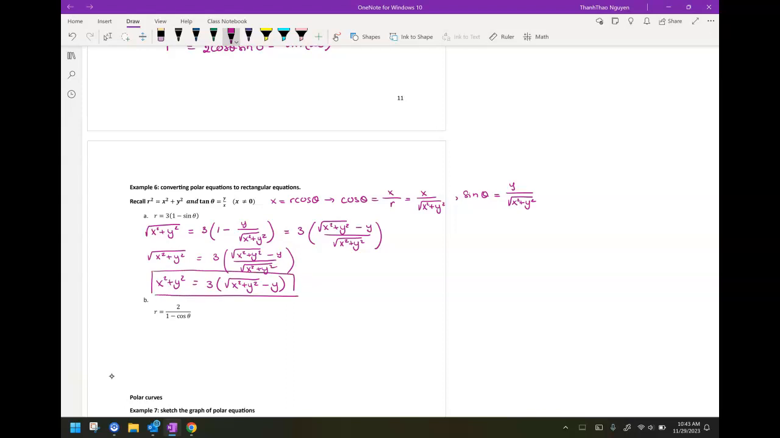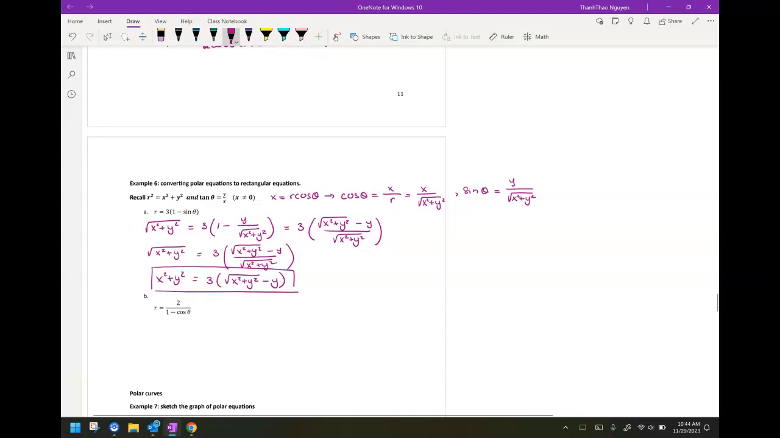And now, I hope you see the reason why we prefer polar coordinates sometimes, right? Because it would be hard to sketch this equation if you have it as x squared plus y squared equal 3 square root of x squared plus y squared minus y. But the polar equation is so much simpler. It's just r equal 3 times 1 minus sine theta, easier to graph as well.